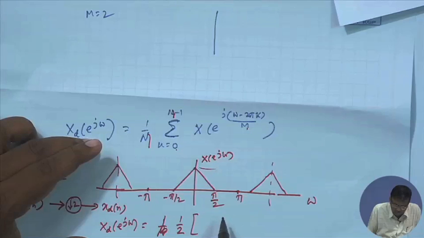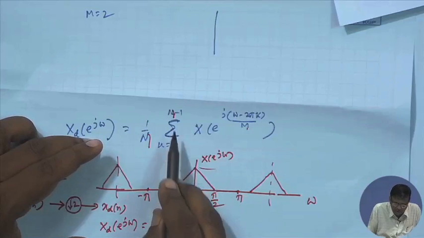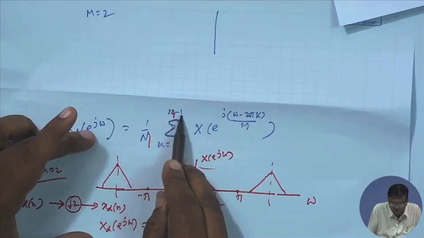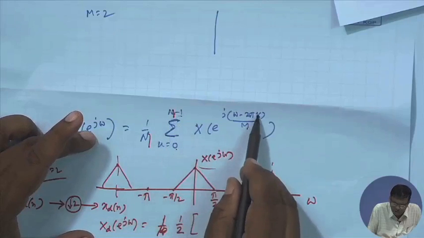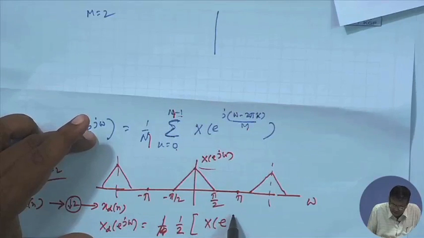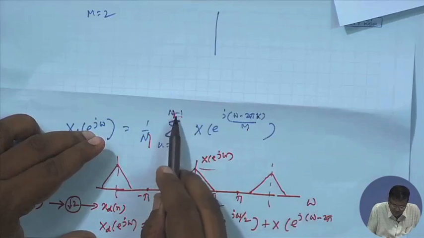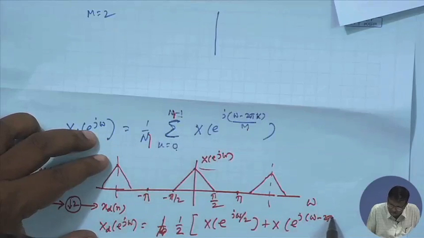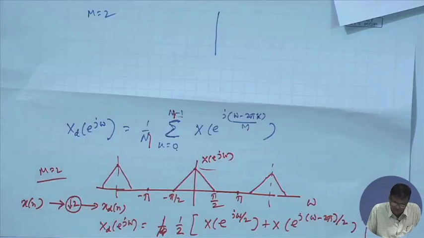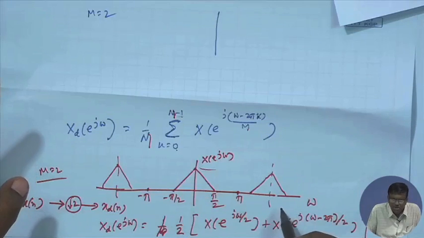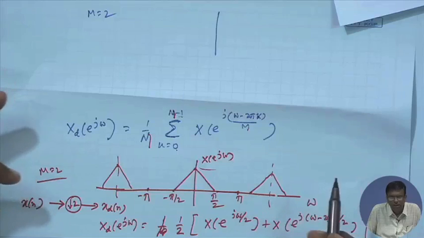Half, k equal to 0 and M is 2 means there is 1. So, 0 case and 1 case. If you put k equal to 0 here, you have got X e to the power j omega by 2 because M is 2, and then X e to the power j omega minus 2 pi into 1 because k is 1 now, if M is 2. All right. If you plot this, then we will get that. This we will do in the next class.